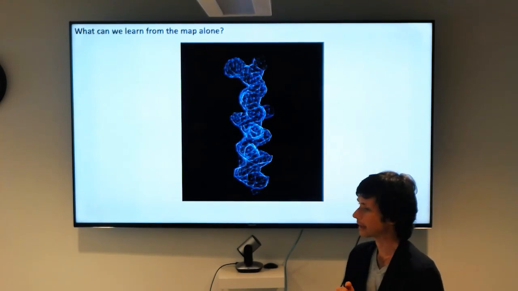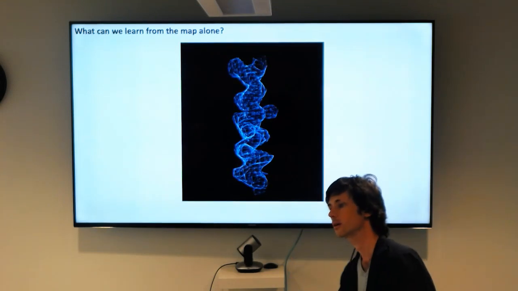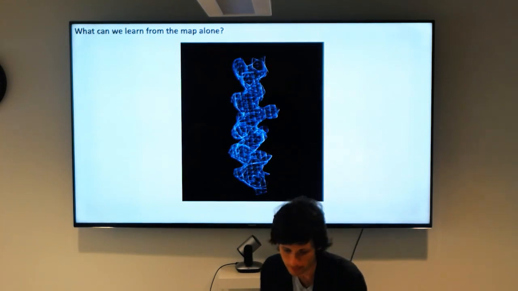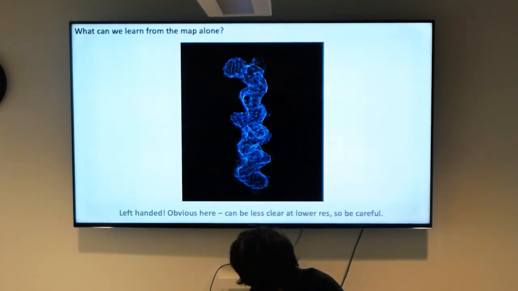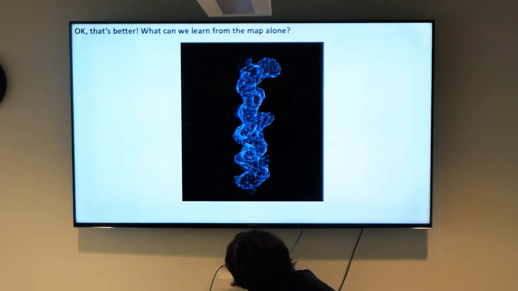And obviously, if you're fitting a solved domain, always try fitting it into both hands of the map, because that's a very quick way to determine that.